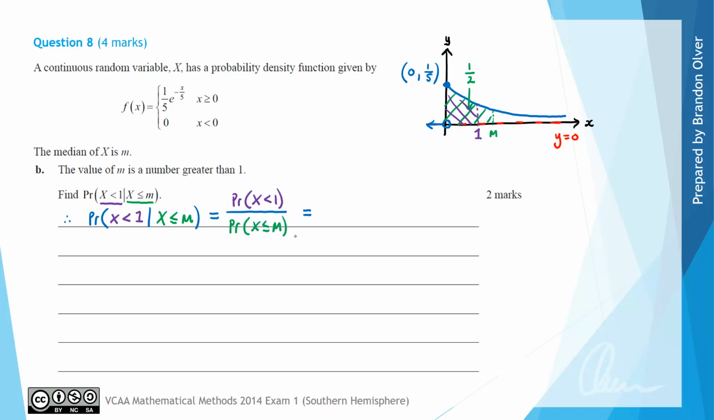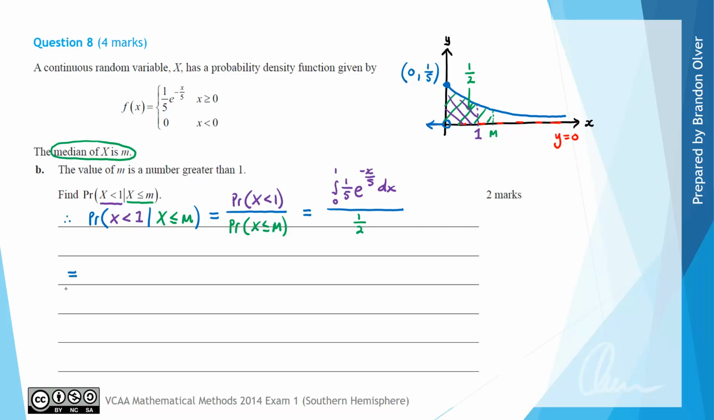So this is going to equal, and now the probability that x is less than 1 is simply the integral between 0 and 1 of the function, which had a rule 1/5 e to the power of negative x on 5, dx. And then we divide that by the probability that x is less than or equal to m. But we know that m is the median, so therefore the probability that x is less than or equal to m is simply a half.